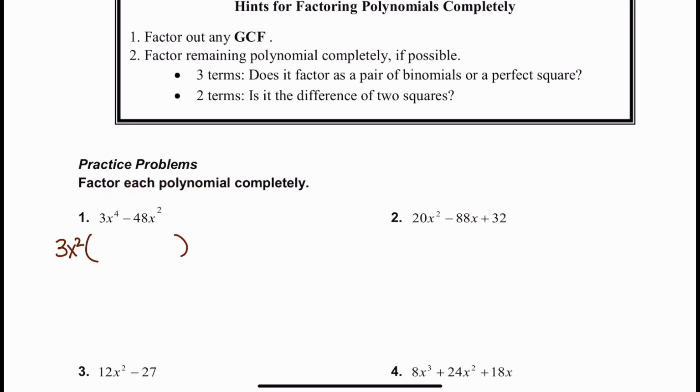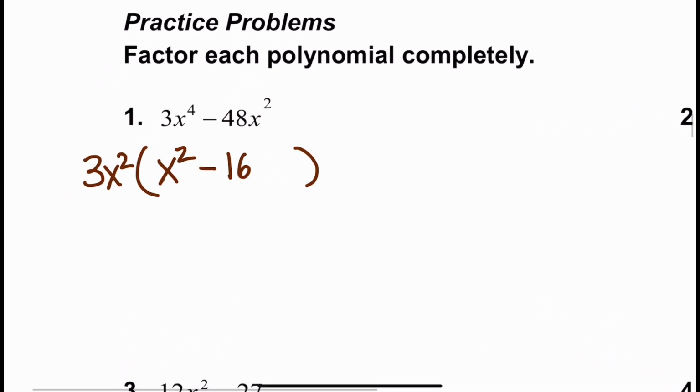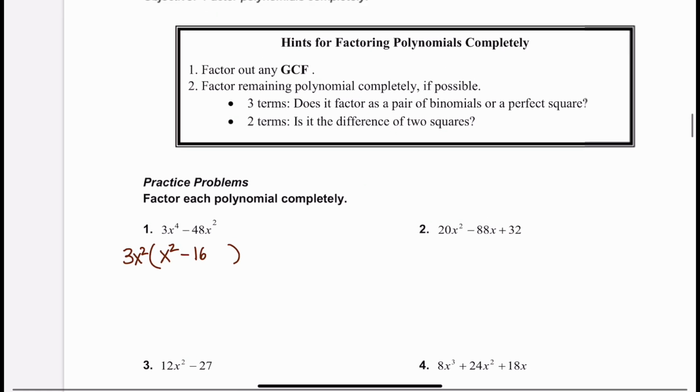Now, I want to divide by 3x squared. The 3's are going to cancel, and 2 of the x's are going to cancel out, so I'm going to have an x squared left. Now, if I divide 48 by 3, I get 16, and I pulled out my x squared. So this is the greatest common factor taken out.